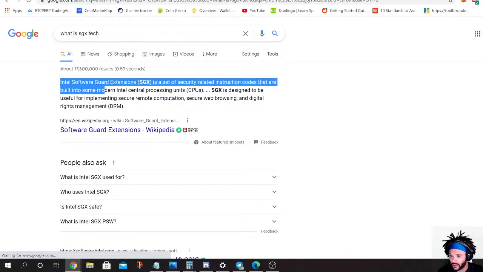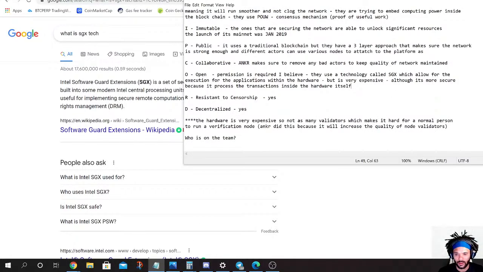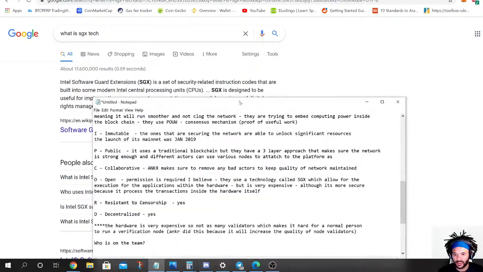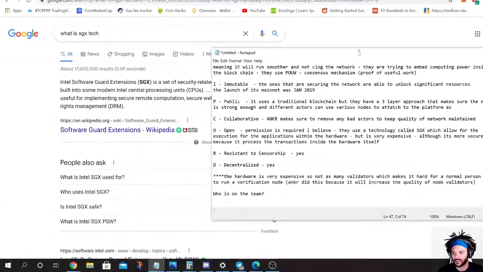Alright, Intel Software Guard Extensions, SGX. Intel Software Guard Extensions is a set of security-related instruction codes that are built into some modern Intel central processing units. SGX is designed to be useful for implementing secure remote computation, secure web browsing, and digital rights management. So we're going back to our notes. We see that permission is required, but they use a technology called SGX, which is designed to be useful for implementing secure remote computation, secure web browsing, and digital rights management.